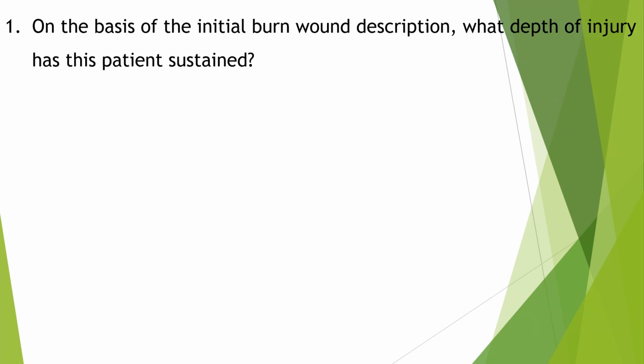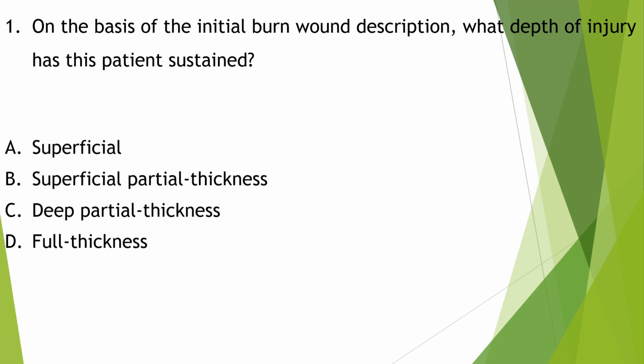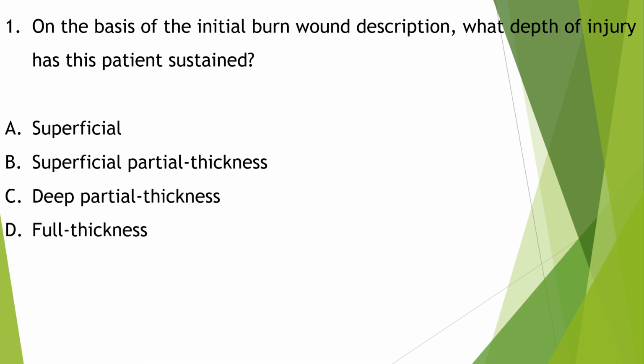On the basis of the initial burn wound description, what depth of injury has this patient sustained? Superficial, superficial partial thickness, deep partial thickness, full thickness. So here the burns are pale and dry, indicating that the damage involves the epidermis, dermis and parts of the subcutaneous tissue. So the patient has full thickness burns.